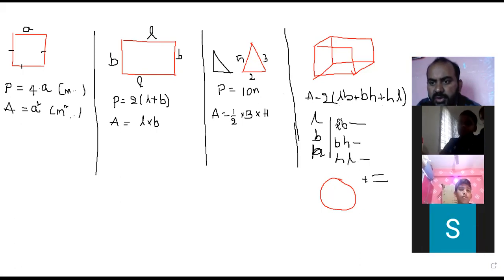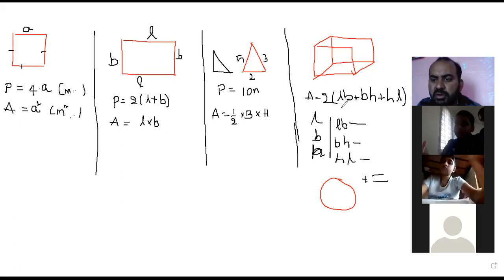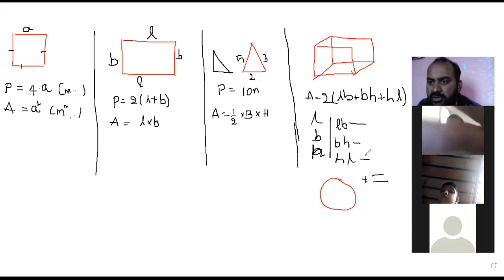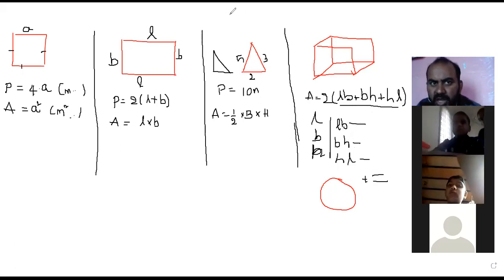So if the problem is based on the cuboid, don't substitute in the formula at the very beginning. If you substitute, you will face some difficulty. To overcome the difficulty, write the L into B value individually, B into H value individually, and H into L value. After that, add all the values. You will get the middle part answer, and multiply it by 2, that is your answer.